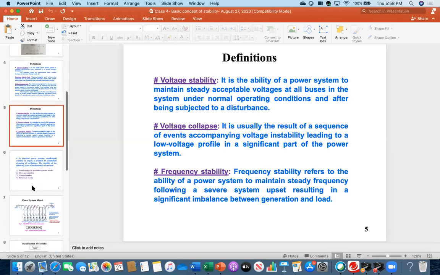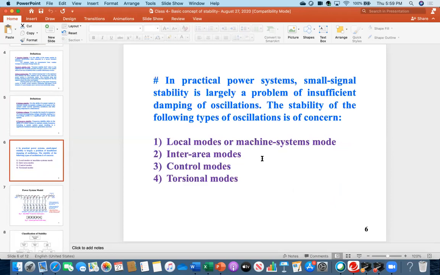Okay, then moving forward, one important thing here I have written for you. In a practical power system, small signal stability is largely a problem of insufficient damping of oscillation. And the stability of the following types of oscillation is of high concern: local modes or machine system modes, inter-area modes, control modes, torsional modes. Therefore, you all will be remembering these terms. I am explaining each of them. These four are the regions of small signal stability problems, and that may cause insufficient damping.